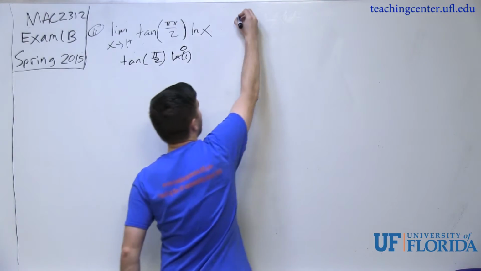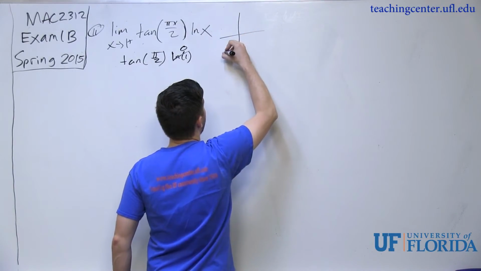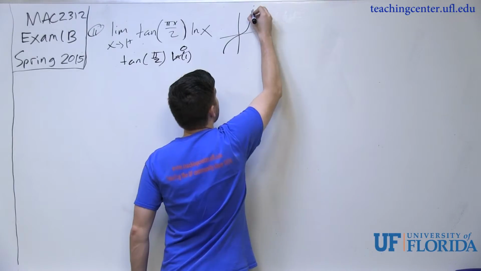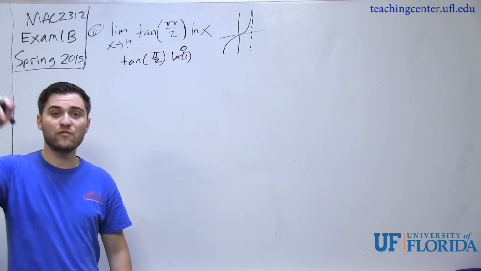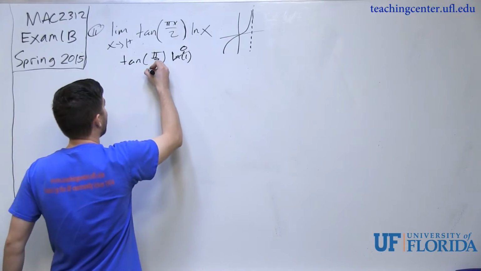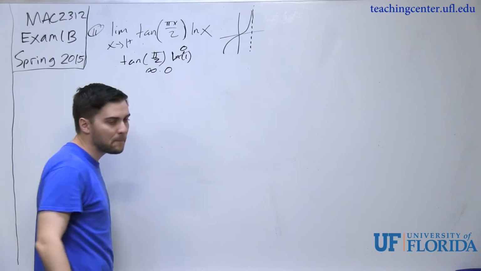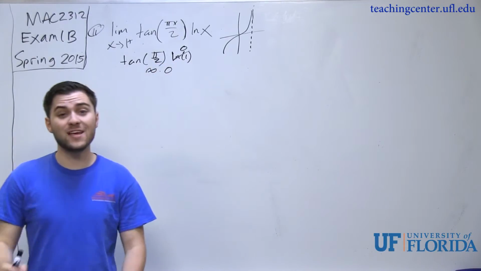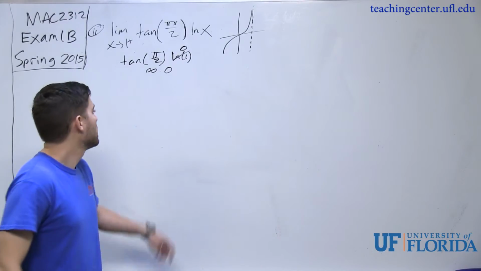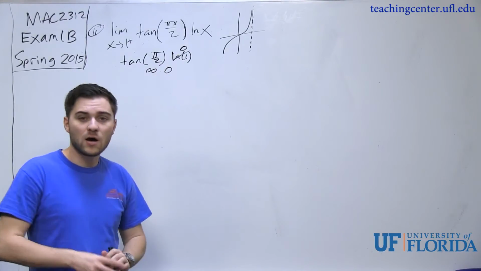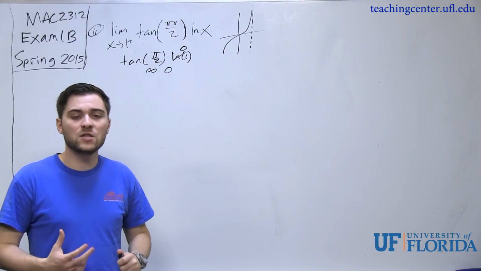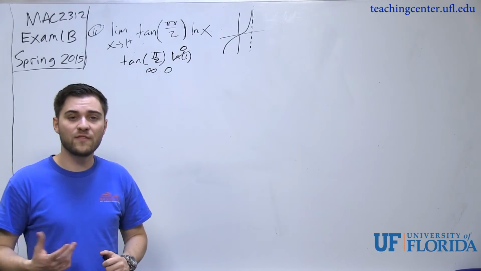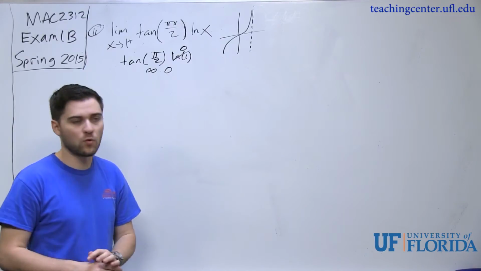Tangent of pi over 2, if I look at the graph of tangent, it looks like this. It's asymptotic right when it hits pi over 2. It goes to infinity. So I end up getting infinity times 0. Infinity times 0 is an indeterminate form. So this limit is indeterminate, but it's not in a form that I can use L'Hopital's rule to evaluate it. It has to be in a fractional form.